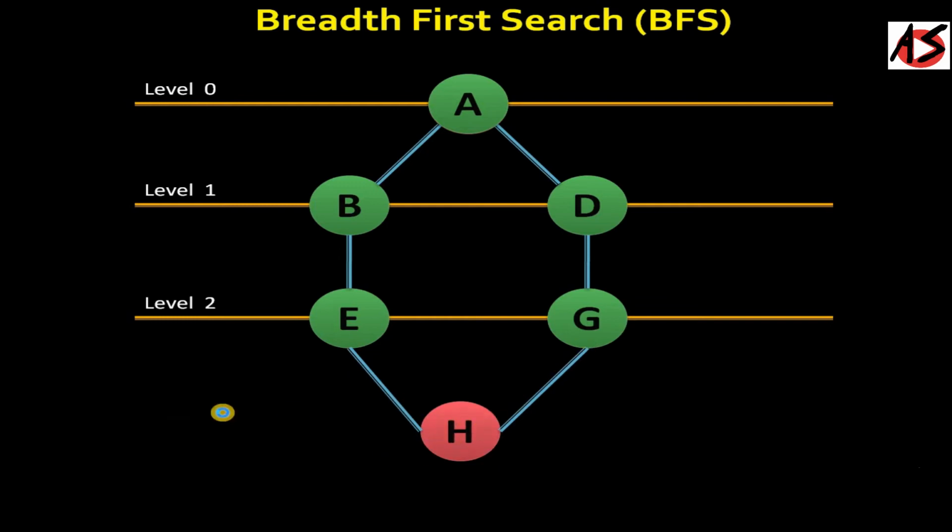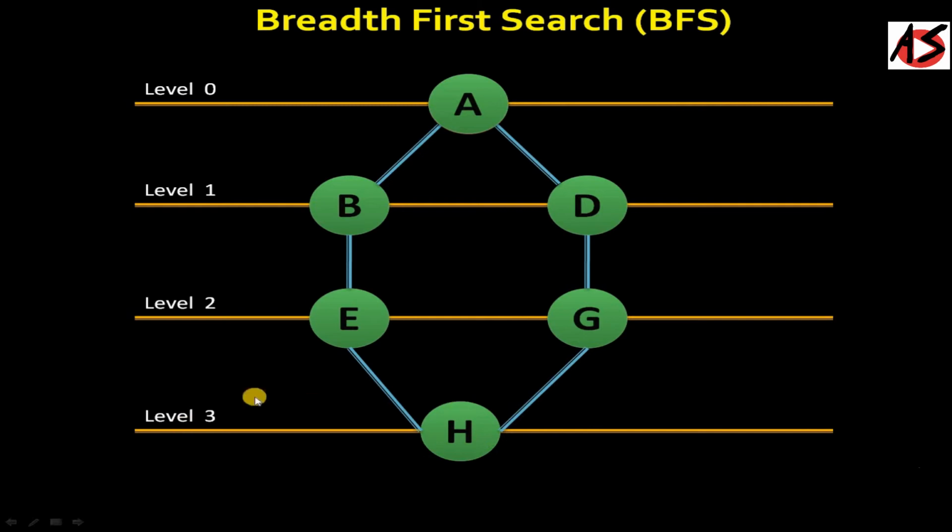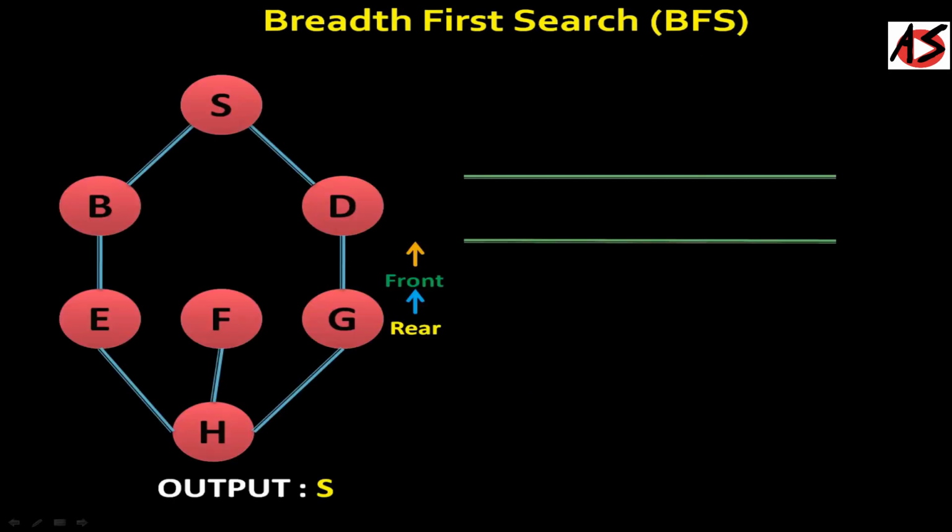So in breadth first search we start from any random node, then explore the first level nodes, then the second level nodes, then the third level nodes, and so on. Now we will see how breadth first search works using a queue data structure. Here we have a graph with some random nodes S, B, D, E, F, G and H, and we are taking a queue for the breadth first search traversal.